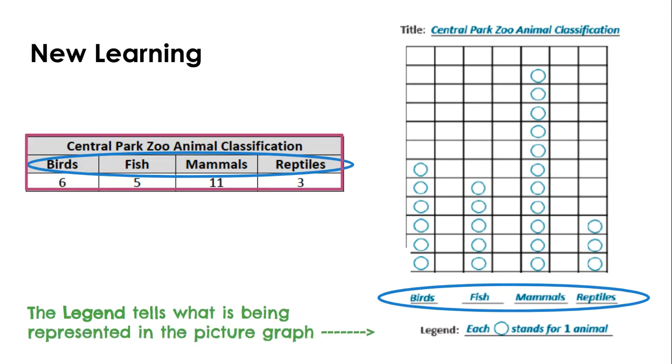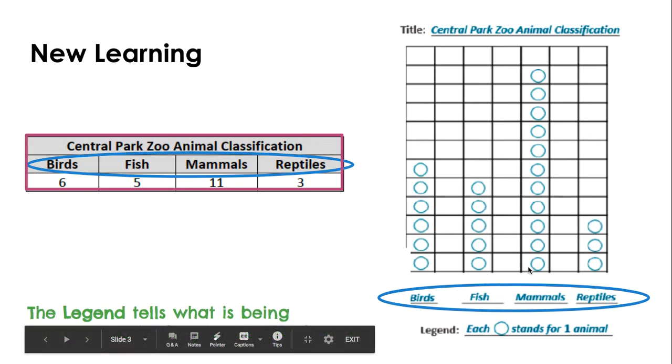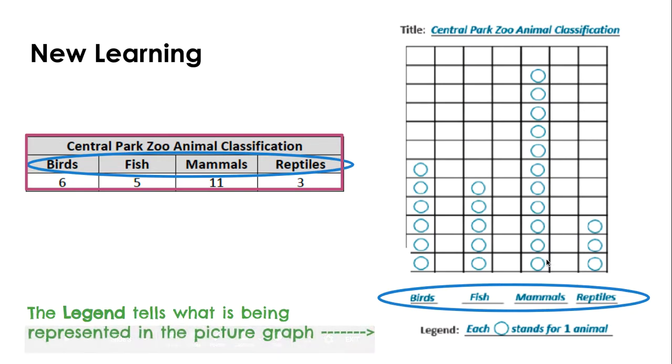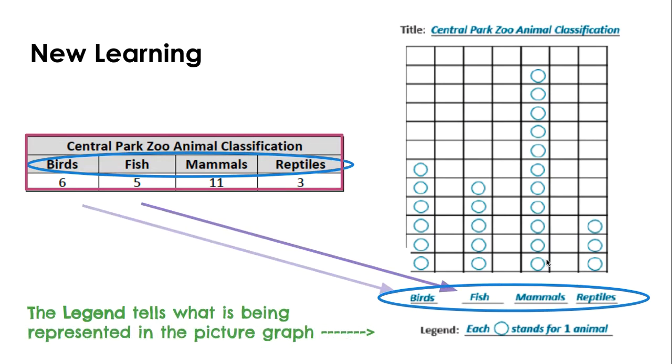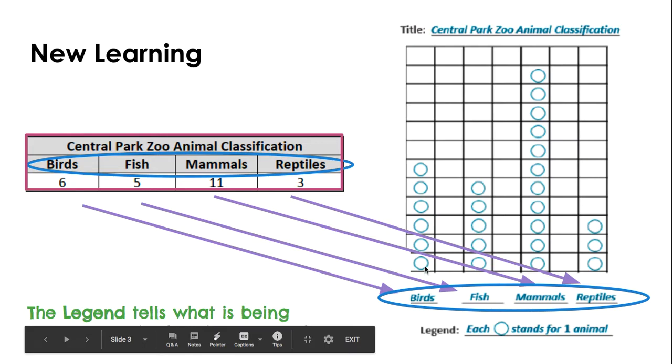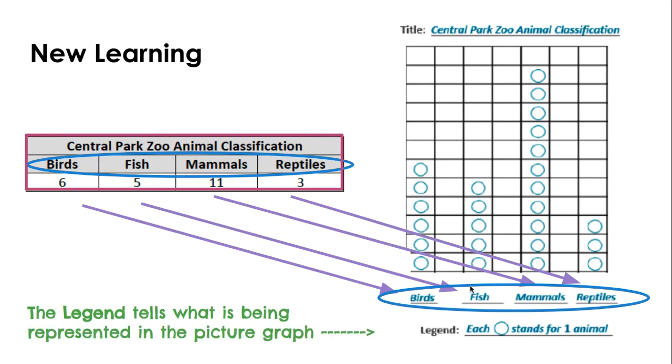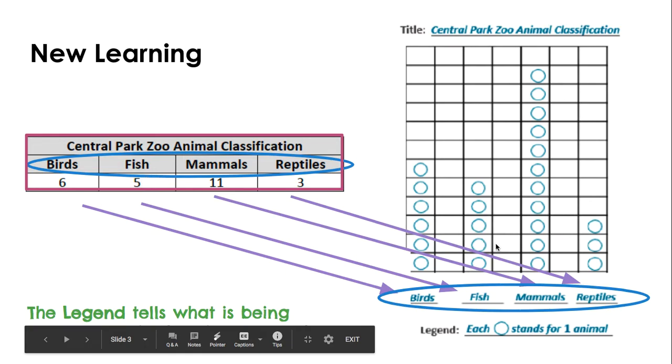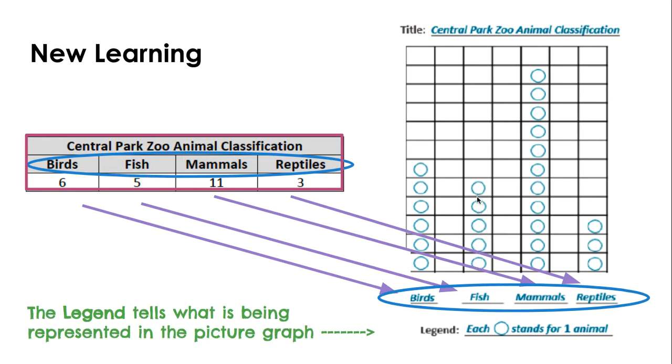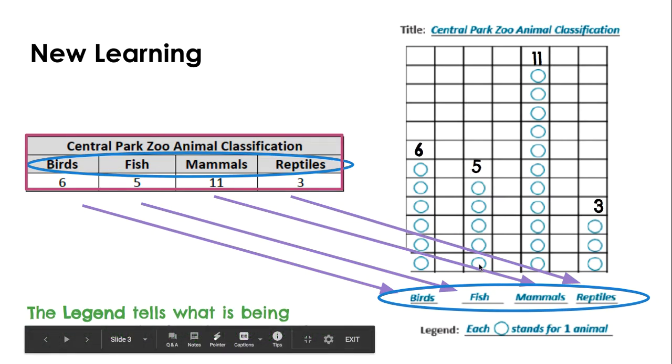The next thing you'll notice is that they transferred the data, the numbers, 6, 5, 11, and 3, into these vertical columns. So if you remember back from the arrays unit, columns go up and down. When building a graph, you start at the bottom with your data. So you'll see 6, 5, 11, and 3. 6 birds, the birds column starts at the bottom, 1, 2, 3, 4, 5, 6. Fish starts at the bottom, we see it has 5, 1, 2, 3, 4, 5, and so on. I've now labeled the top of each column with the number from the table. So that means that there should certainly be 6 circles in the birds, 5 in the fish, 11 in mammals, and 3 in reptiles.